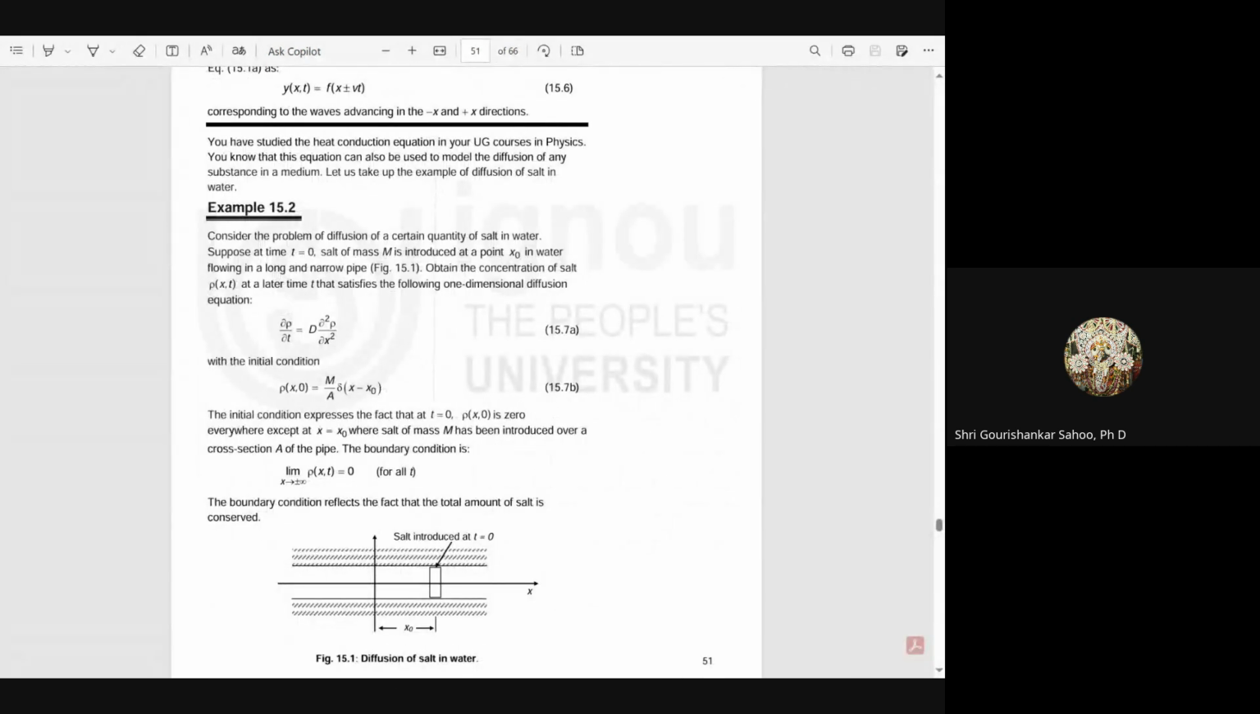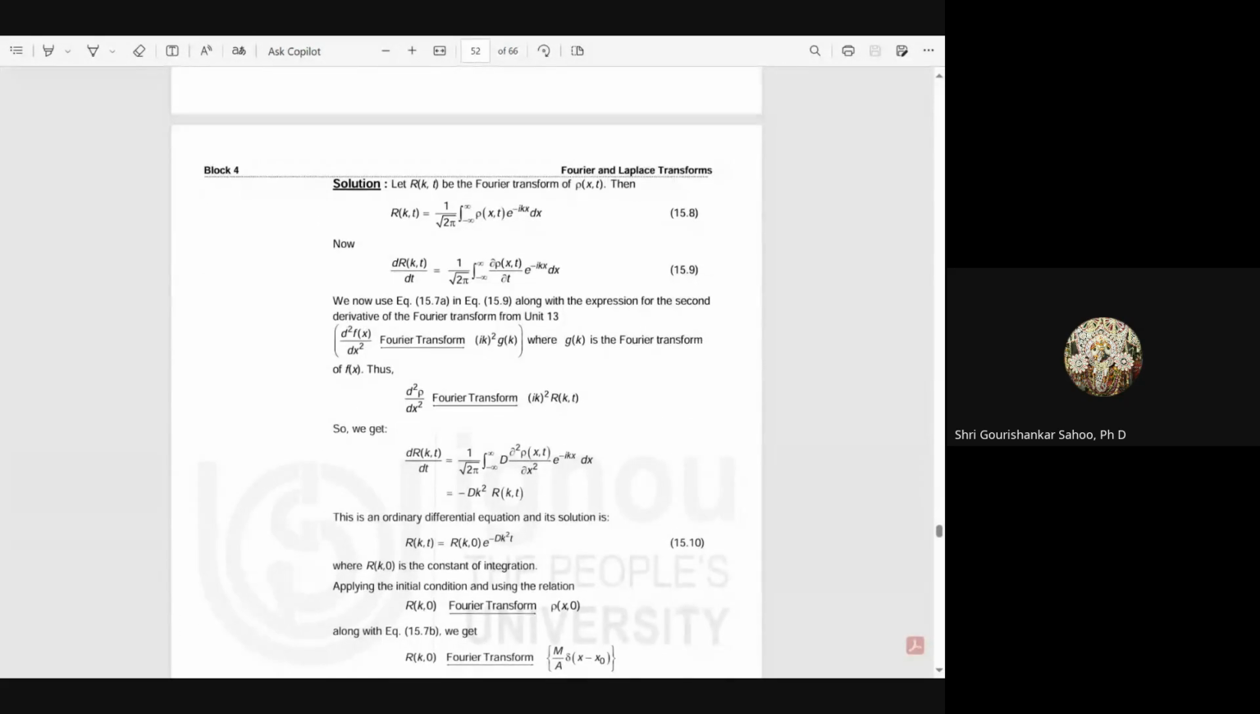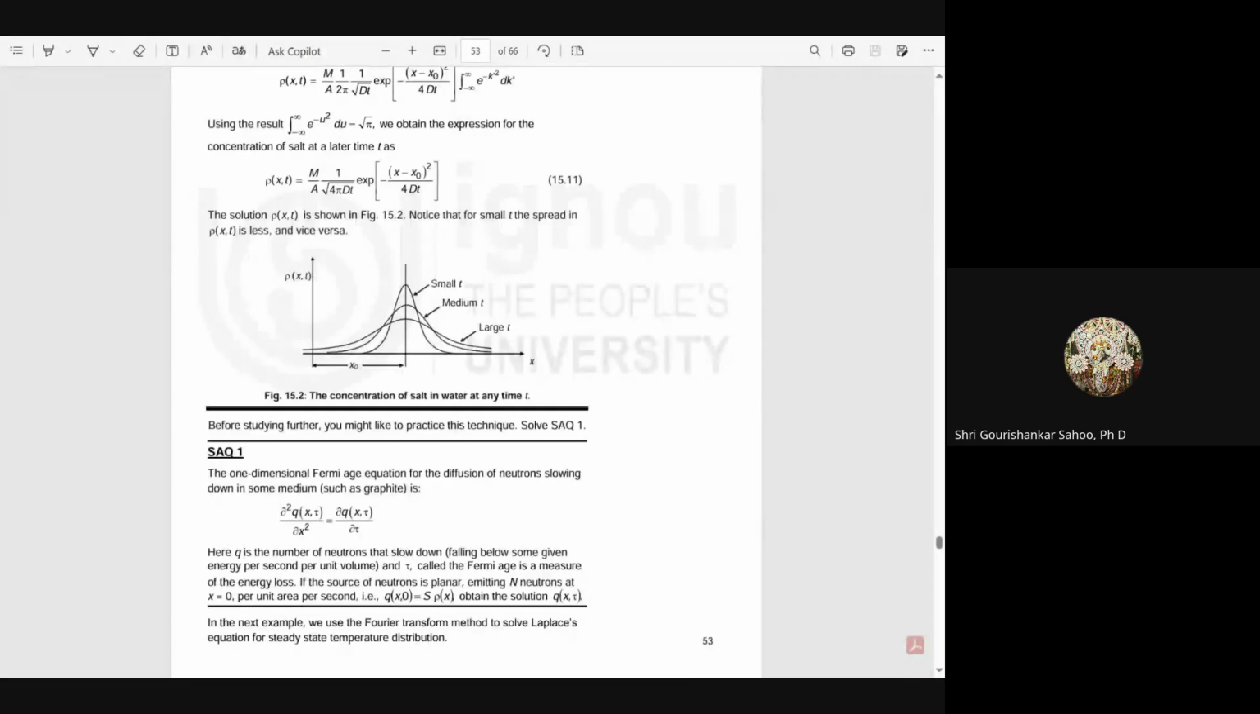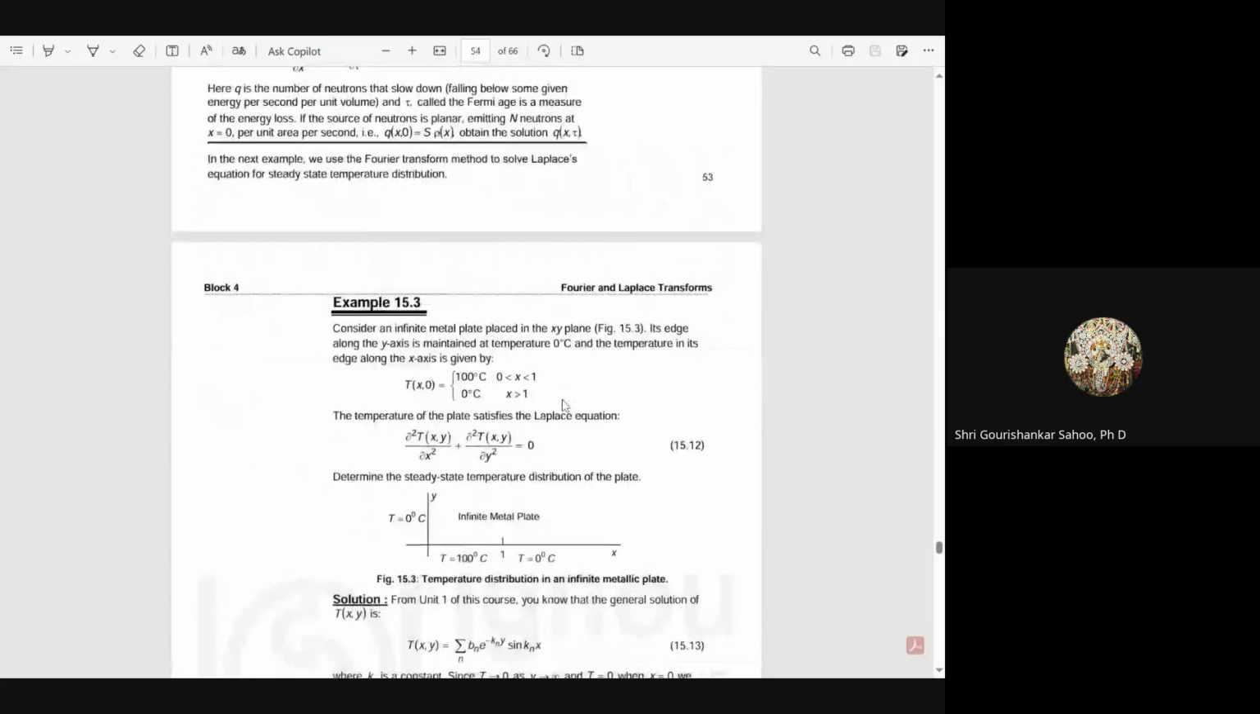Similarly, for the diffusion of a certain quantity of salt in water, the diffusion equation can be solved by using Fourier transform, and this is the result: the concentration of salt in water at any time t, small, medium, and large.